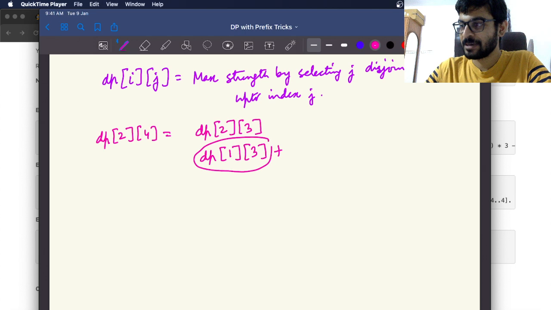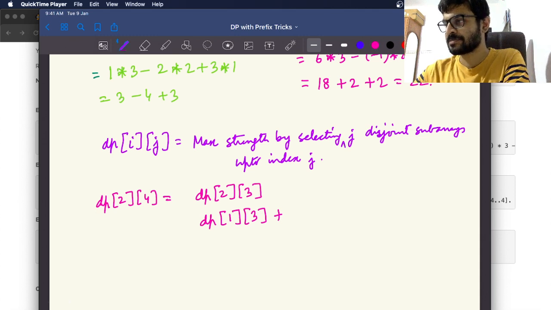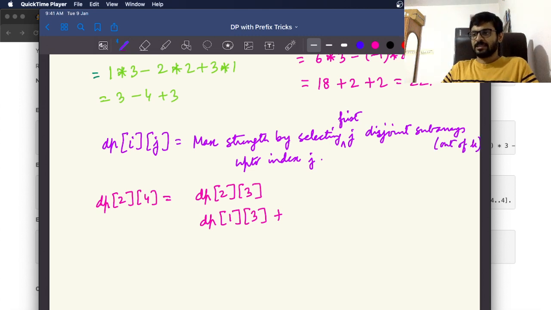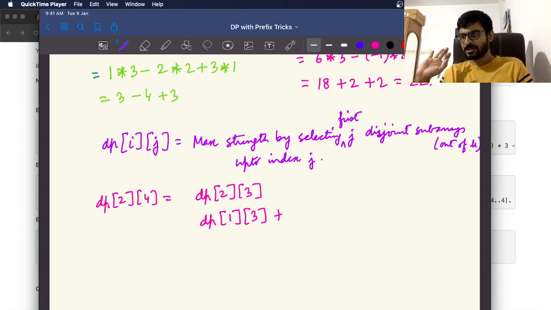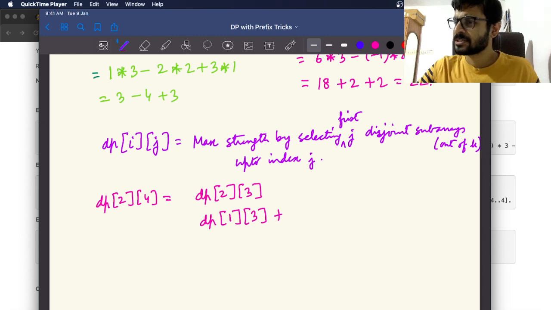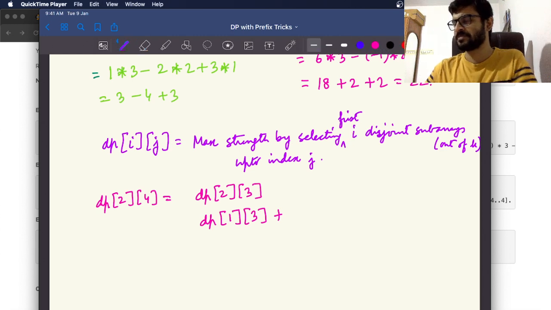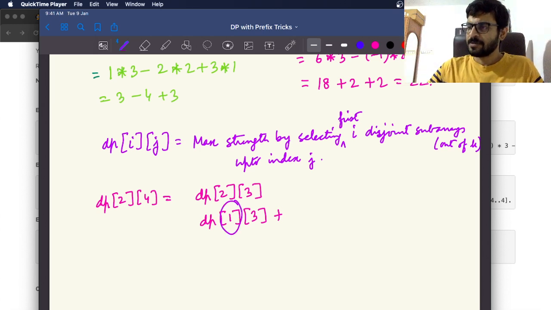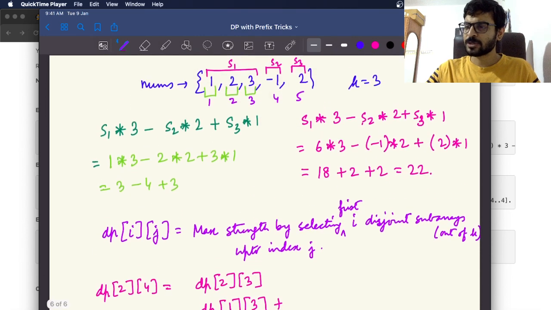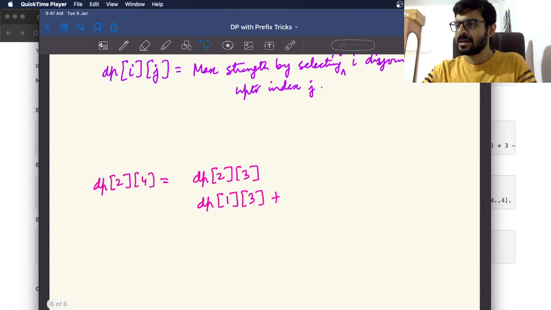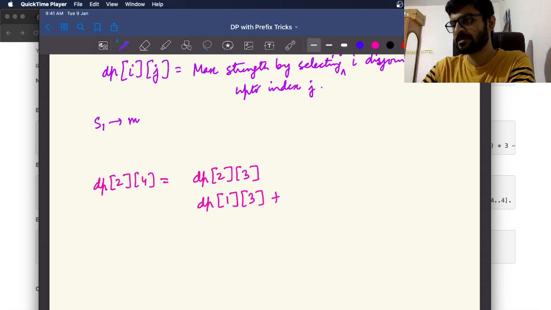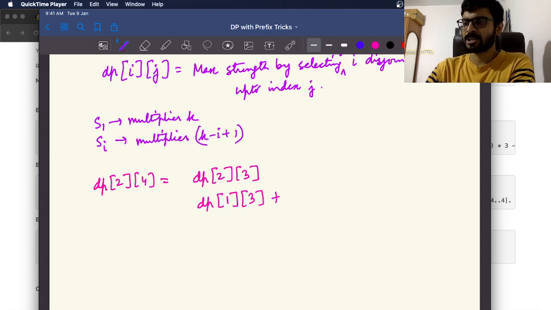So up to here you have got the dp, that is, the maximum strength of selecting the first j disjoint subarrays out of k. Let's say we have selected the first i disjoint subarrays. Then for the next one, what should be the multiplier? The first one, S1, should have multiplier k, and so Si will have a multiplier of k minus i plus 1. So this is the term that we will use, k minus i plus 1.